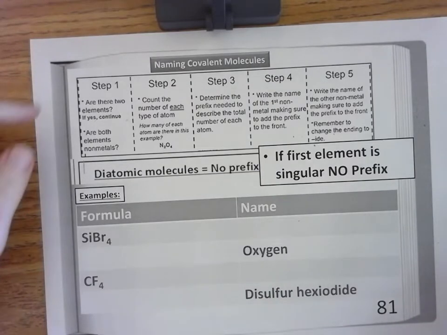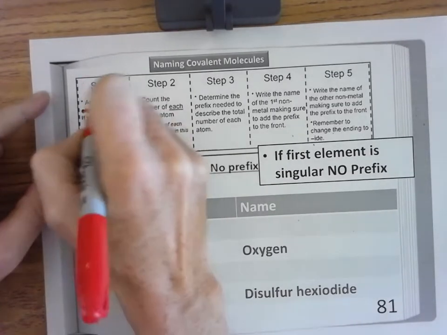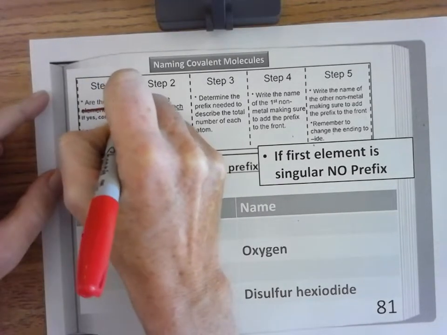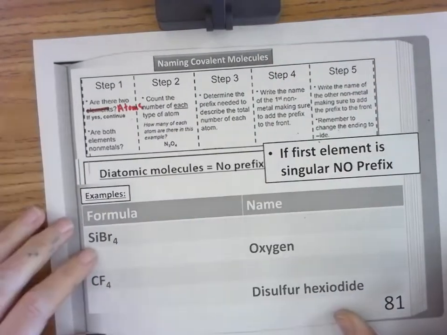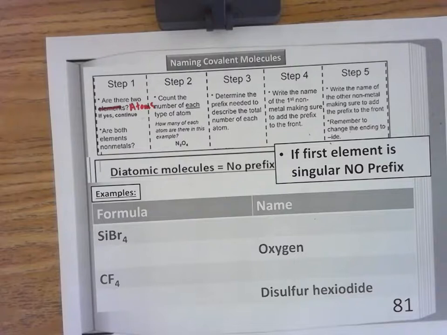So we're going to start at step 1 again. It says, are there two atoms? I had you change this to atoms. So I'm going to take a look. SiBr4. Yes, there are two atoms there. I'm going to move on to step number 2 because it tells me if yes, continue.